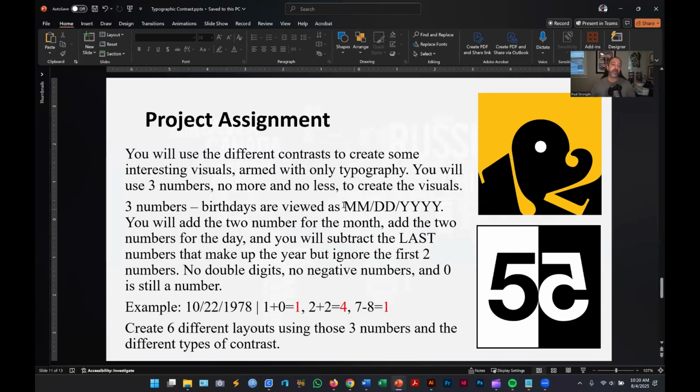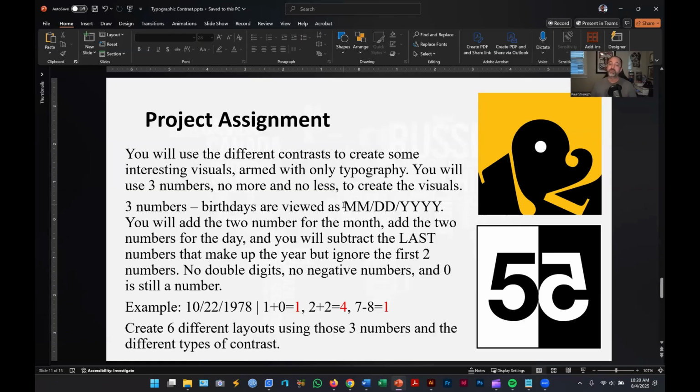All right, so here's your project. Those were just some examples. You're going to use different contrasts to create some interesting visuals. That's it. You're armed only with typography, which means you're only going to be able to use the specific letters, or in this case, numbers, that you are given. You will use only 3 numbers, just 3, no more, no less, to create your visuals.